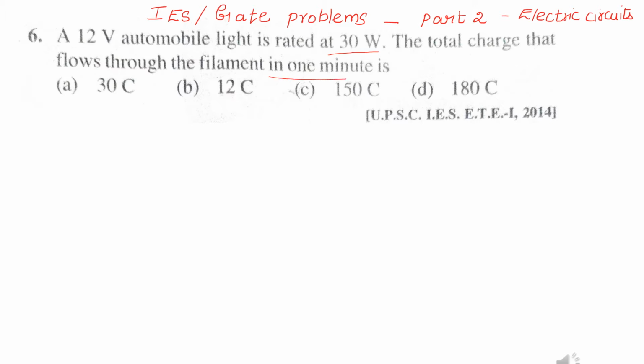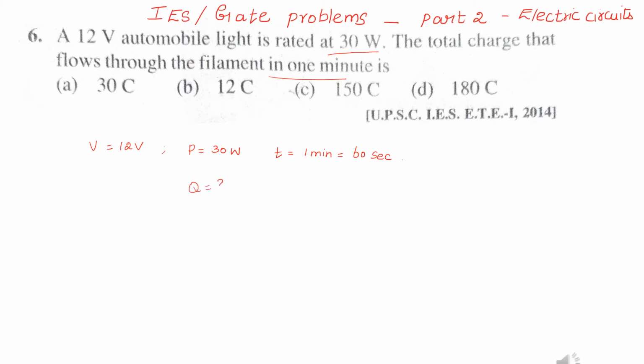So what are the data given in the problem? The first one is voltage, that is 12 volt. Another one, power is given, 30 watt. Time is also given as 1 minute, so you have to convert this 1 minute, that is equal to 60 seconds. Now I am going to find out the charge Q.